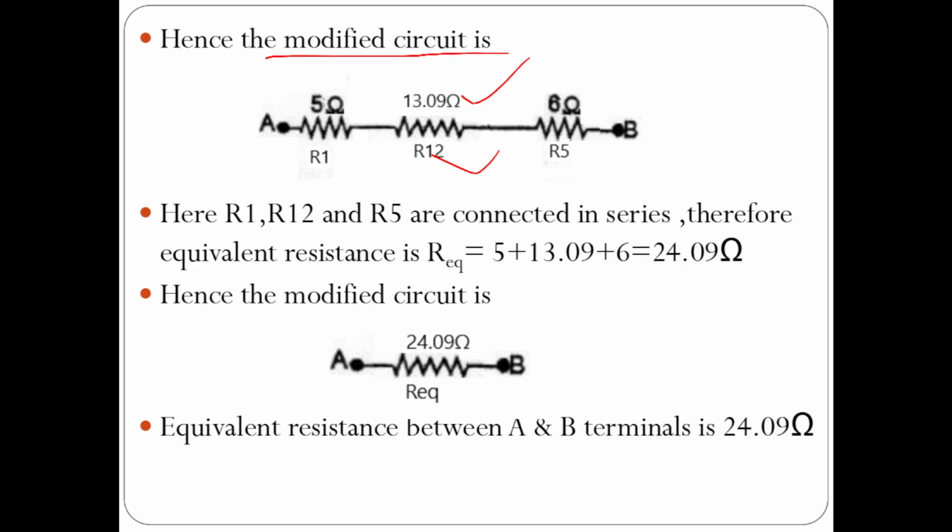Therefore the equivalent resistance R equivalent is 5 plus 13.09 plus 6. If you add those three, you will get 24.09. So you can further modify the given circuit and replace all the resistances by a single resistance whose value is 24.09. That is our equivalent resistance between terminals A and B.